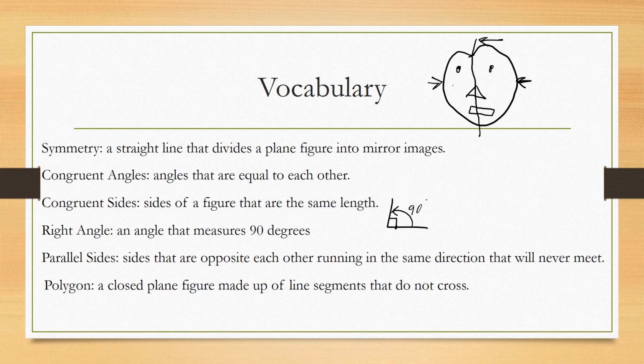And parallel sides means sides that are running in the same direction but will never meet. So this side here is parallel to that side right here. They are running in the same direction and they will never meet. And a polygon is a closed figure that is made up of line segments that do not cross. So for example, here is a shape that's supposed to be a rectangle. It's made up of line segments, and those line segments do not cross each other.